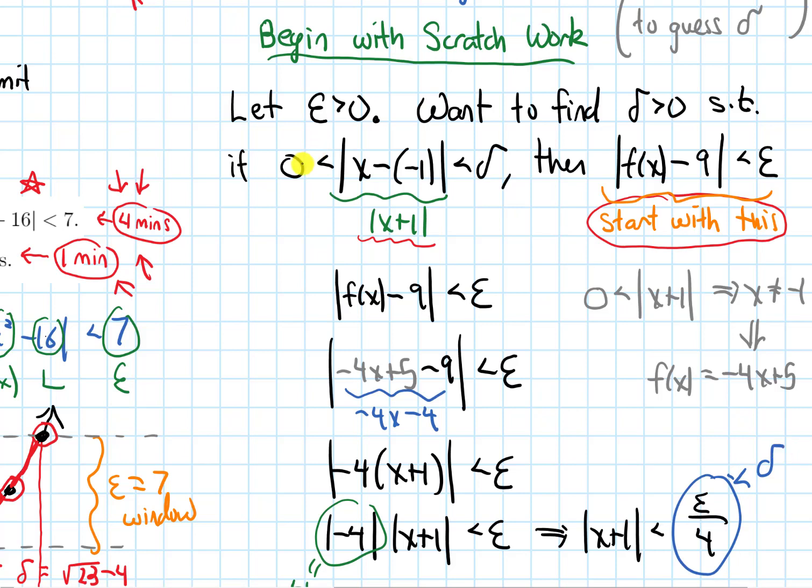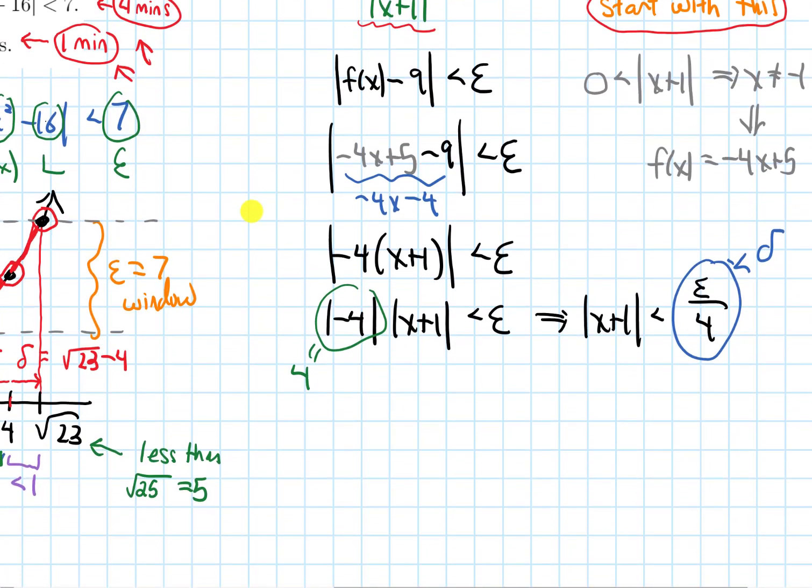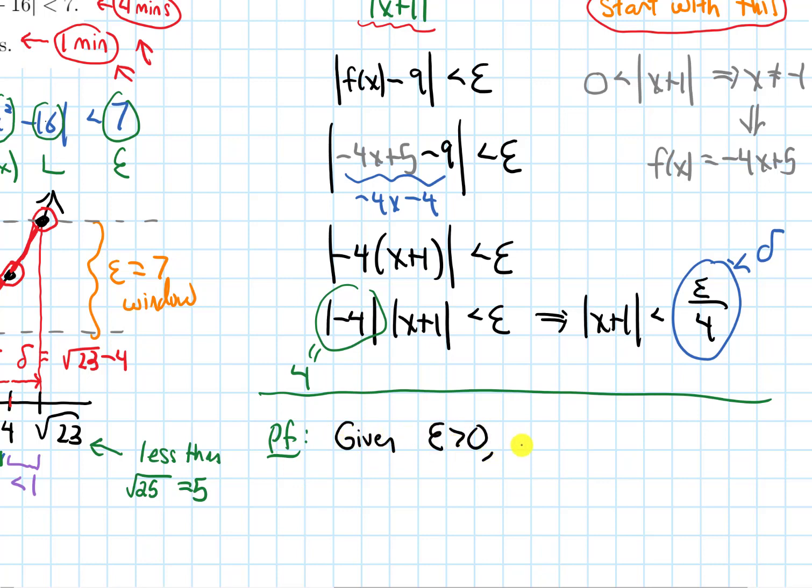Okay, so the purpose of the scratch work is to get a guess for delta. Now we have it. Now we're ready to write the proof. So I'll put a line here. We are ready for the proof. And our proofs always kind of begin with the same first sentence. I write something like, given epsilon is greater than 0, then I say what I'm going to pick for delta. We are going to pick epsilon over 4.